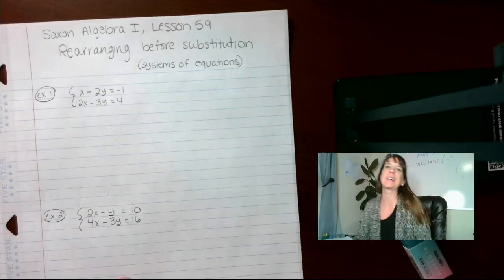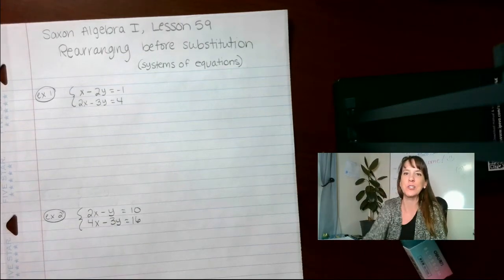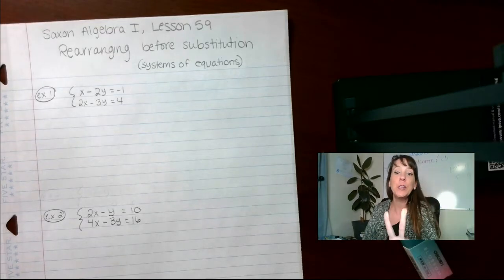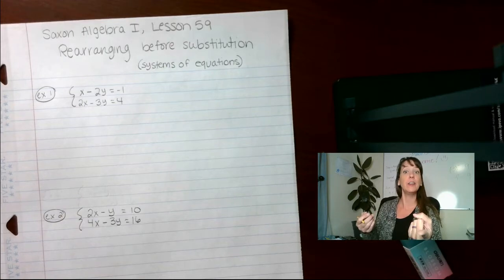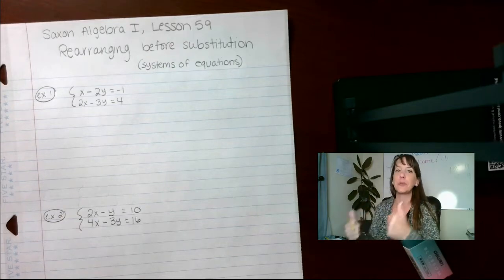Hey guys, welcome back. We're going to talk today about systems of equations. This is where we have two equations with two unknowns. You guys are champs at solving when you have just one unknown, right? One variable, you solve for it, you're doing fantastic.